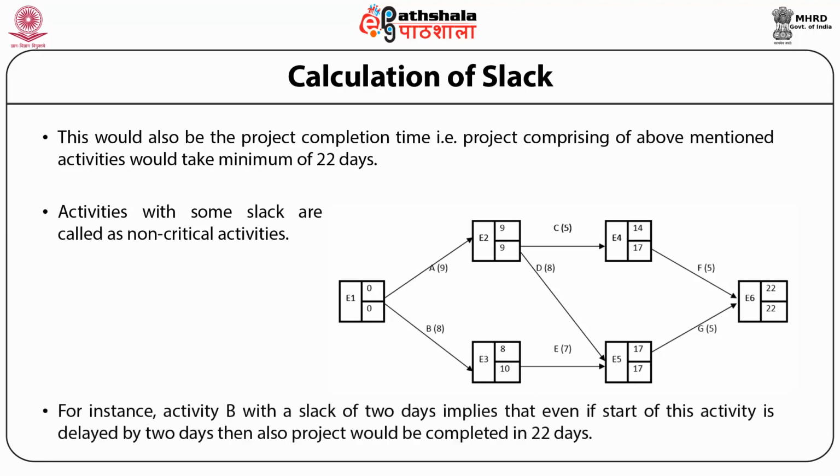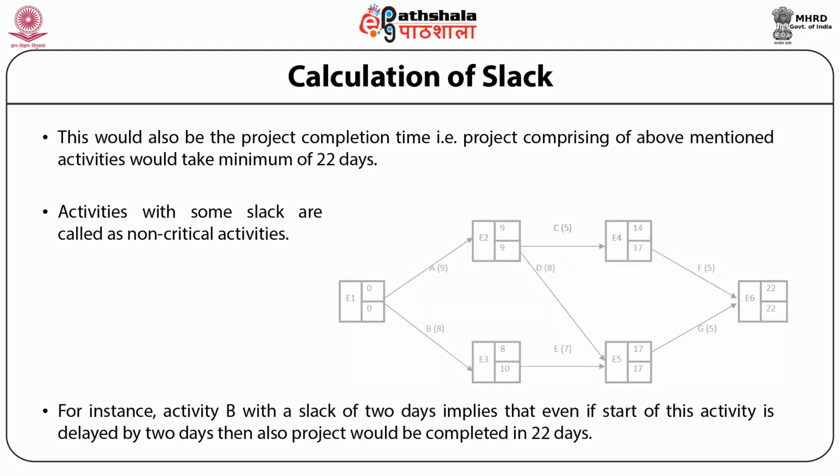For instance, activity B with slack of 2 days implies that even if the start of this activity is delayed by 2 days, the project would still be completed in 22 days. The final network diagram is shown as follows.